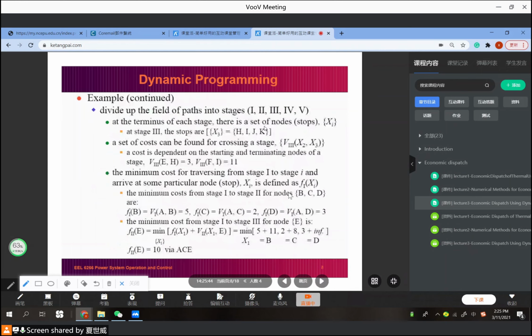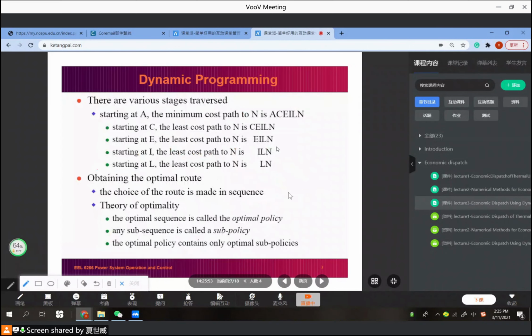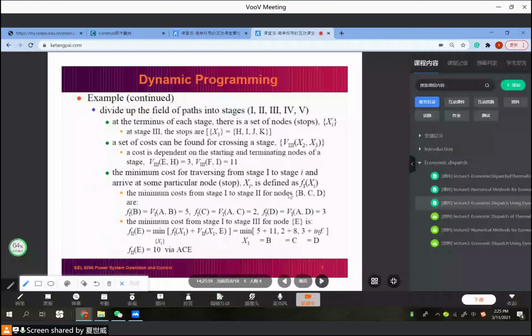Okay. So don't worry how to find this path. I will show you. I just want to give some conclusions based on this observation of you. Okay. So divide up the field of path into several stages.